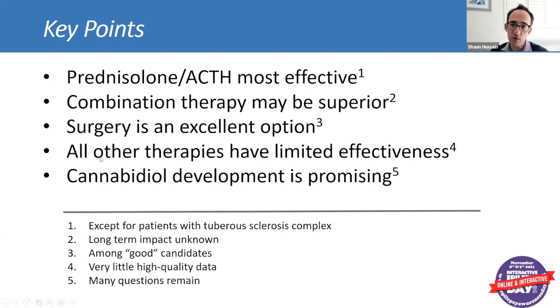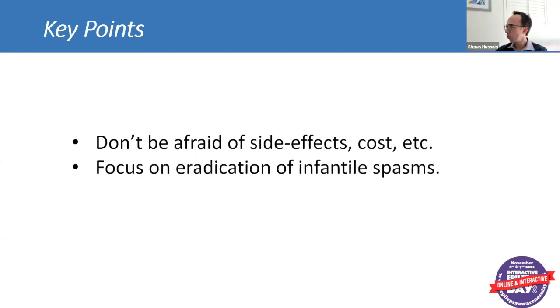All other therapies, unfortunately, have pretty limited effectiveness, and we are desperately searching for new drugs. Among those, cannabidiol development is promising, but there are quite a few other drugs in the pipeline that have some potential. And if there's one idea that I want to leave you with, it's that we shouldn't be afraid of the side effects and cost of any of these therapies. The thing to be afraid of is enduring infantile spasms and relapse of infantile spasms. That's where we need to focus our energy and stay focused on the real goal. The real goal is always getting rid of these seizures.